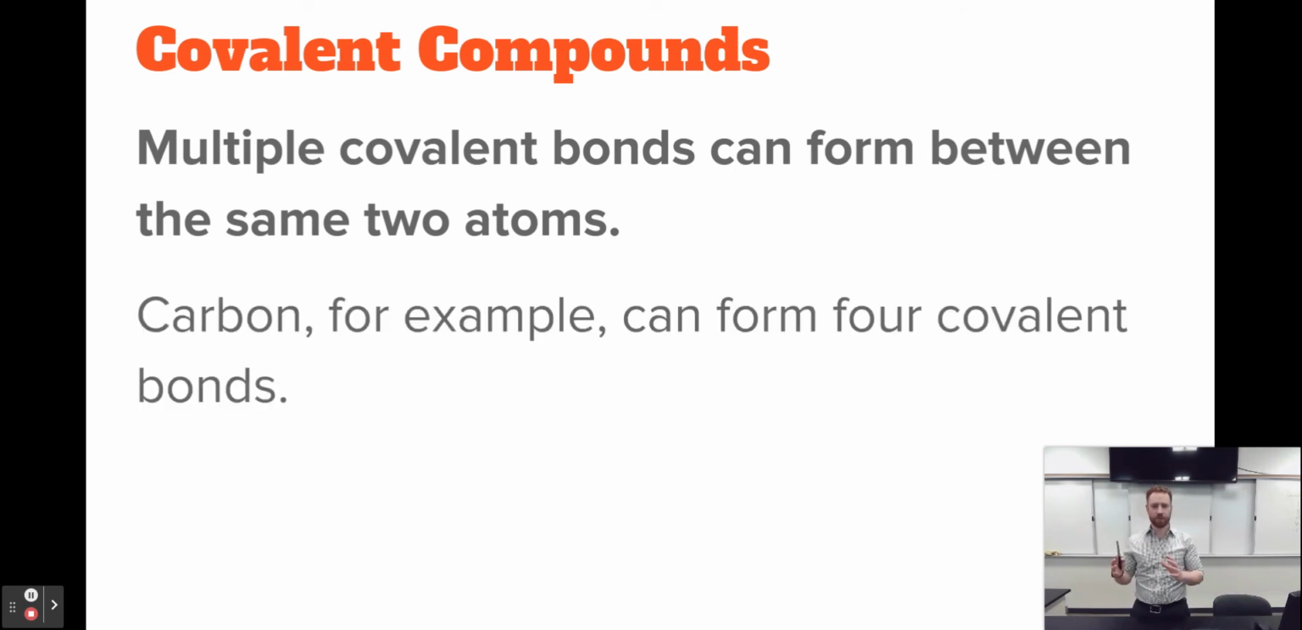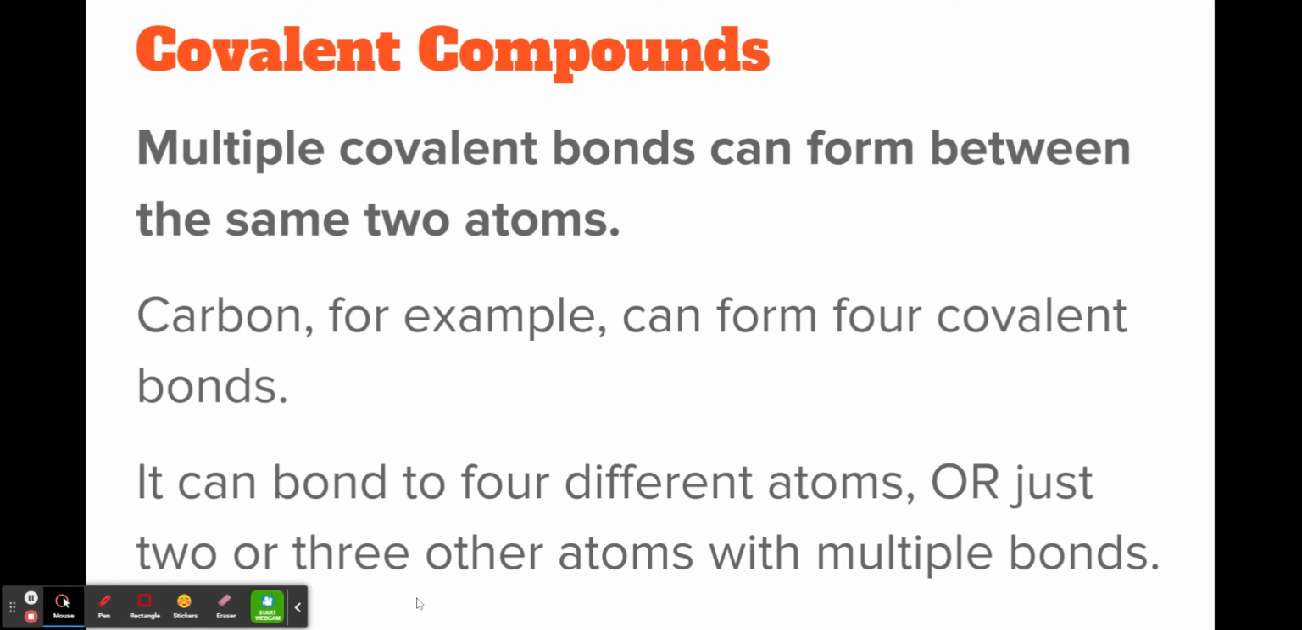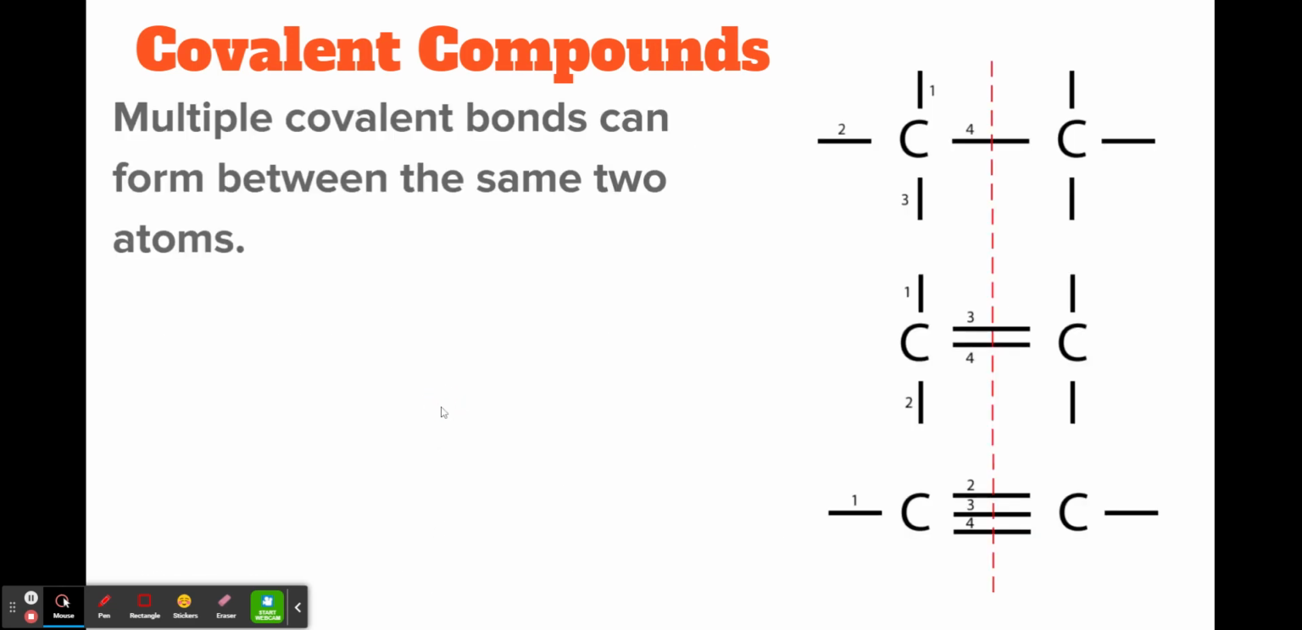So, for example, and I'm going to show you a visual of this in a minute, carbon can form 4 covalent bonds. So that means that it could form 4 bonds to 4 different atoms, or it could form multiple bonds with a couple of different atoms. So it could form 2 double bonds with 2 other atoms, or a single triple bond with 1 atom and 1 single bond with another atom. As long as the number of bonds adds up to 4, it can really do whatever it wants. So here's some examples of that.